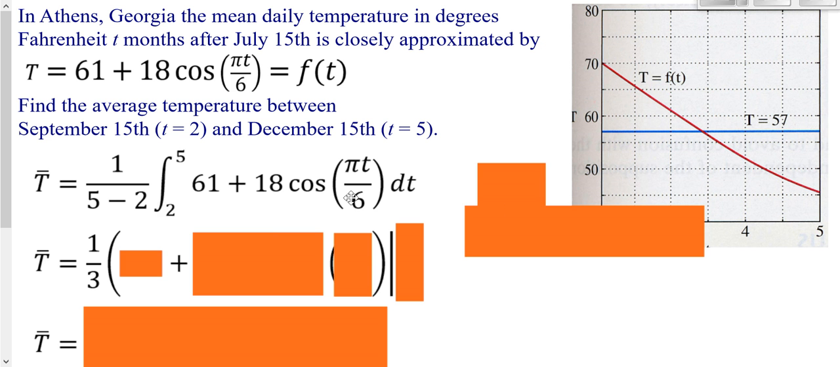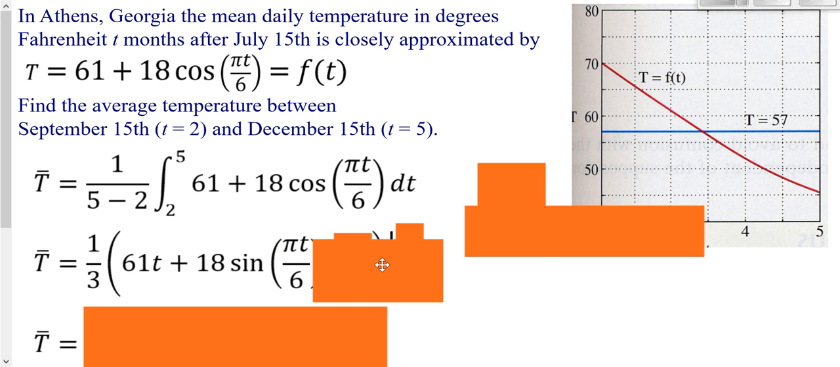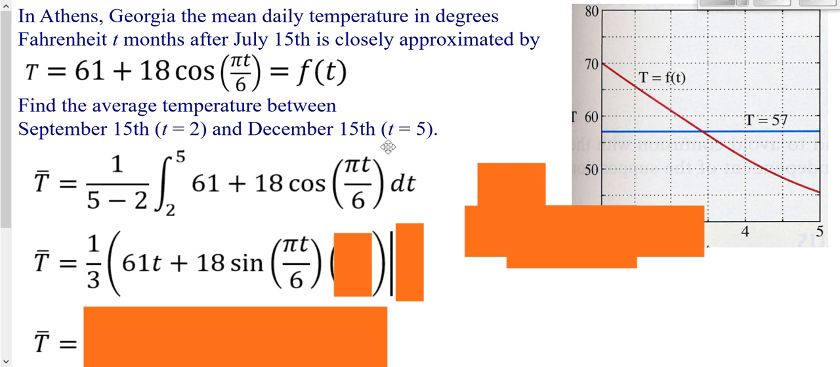Now all we have to do is just normal integration. You integrate 61, you get 61t. You integrate cosine, and you get a sine. But remember, we would have to undo our chain rule. The chain rule will give us a pi over 6 here. So we'd have to undo that, so we'd have a 6 over pi hanging out. And then you'd want to evaluate your integral from 2 to 5. And that would give us our average temperature. Remember, capital T is your temperature, lowercase t is your time in months.